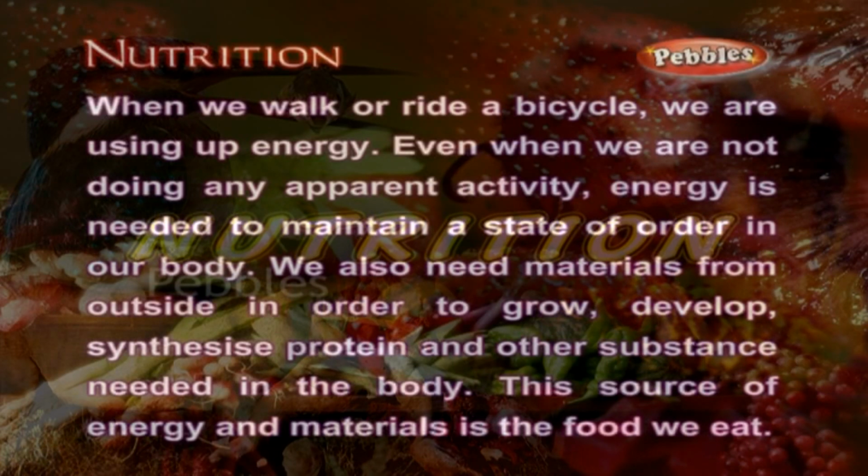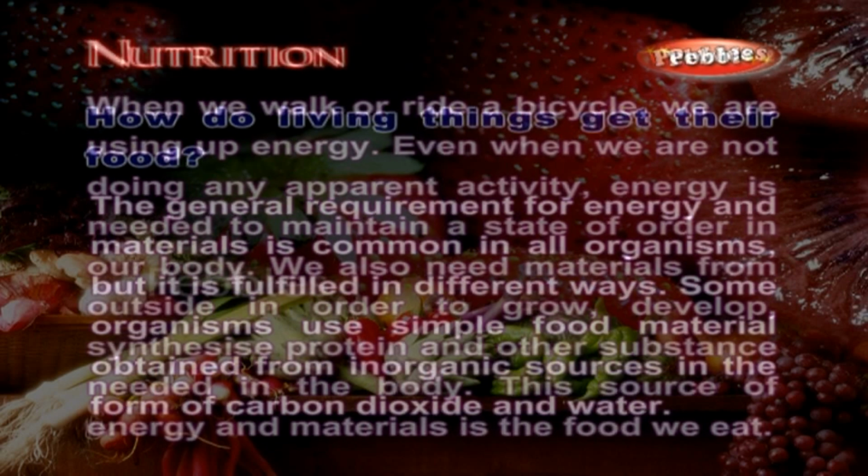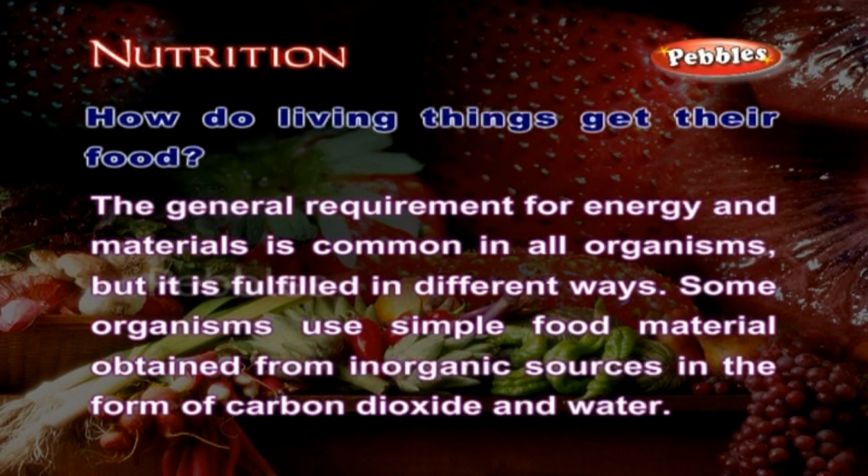Nutrition. When we walk or ride a bicycle, we are using up energy. Even when we are not doing any apparent activity, energy is needed to maintain a state of order in our body. We also need materials from outside in order to grow, develop, synthesize protein and other substances needed in the body. This source of energy and materials is the food we eat. How do living things get their food?